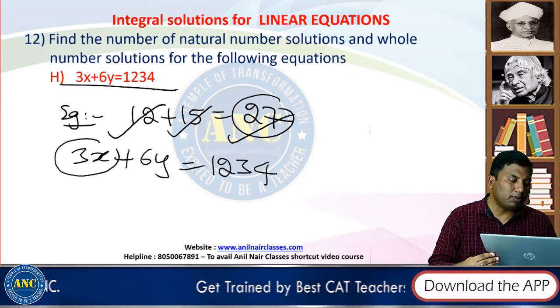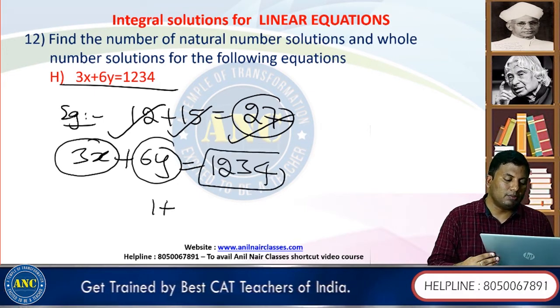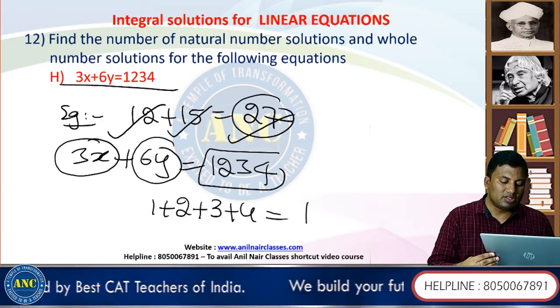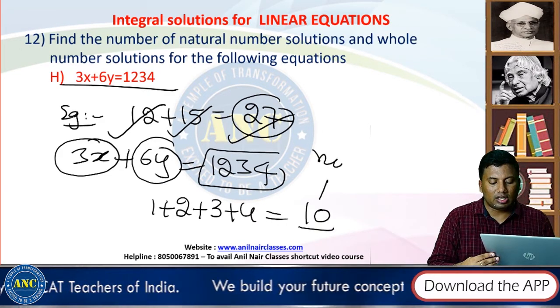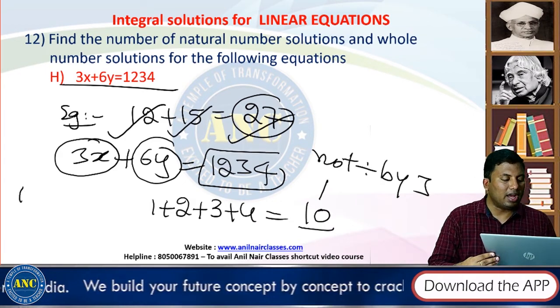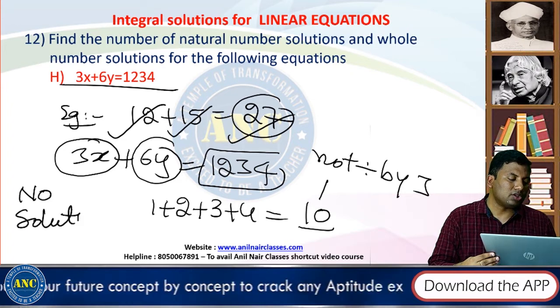This is a multiple of 3. 1, 2, 3, 4. The divisibility rule of 3 is that the sum of the digits should be divisible by 3. 10 is not divisible by 3. So the answer is no solution.